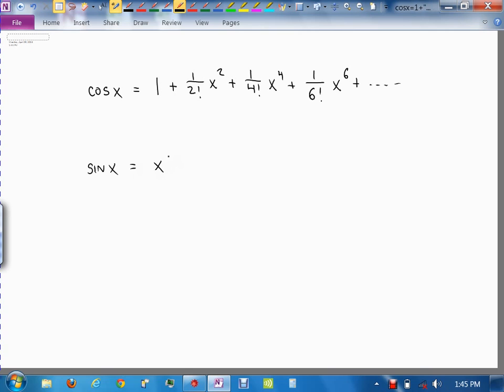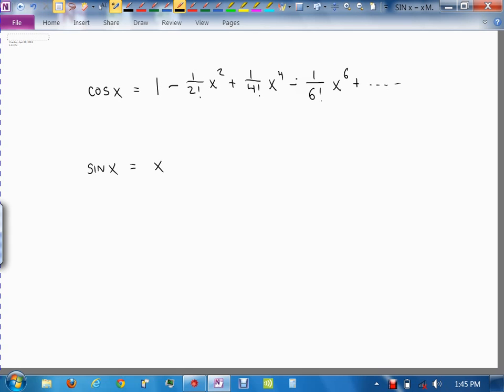X. Oh, wait, hold on. I forgot to alternate my series up above. It should have been 1 minus, and then plus, and then minus, right? Do y'all see that? I just wrote that down. I forgot to alternate my series. So 1 minus and then plus and then minus, right?